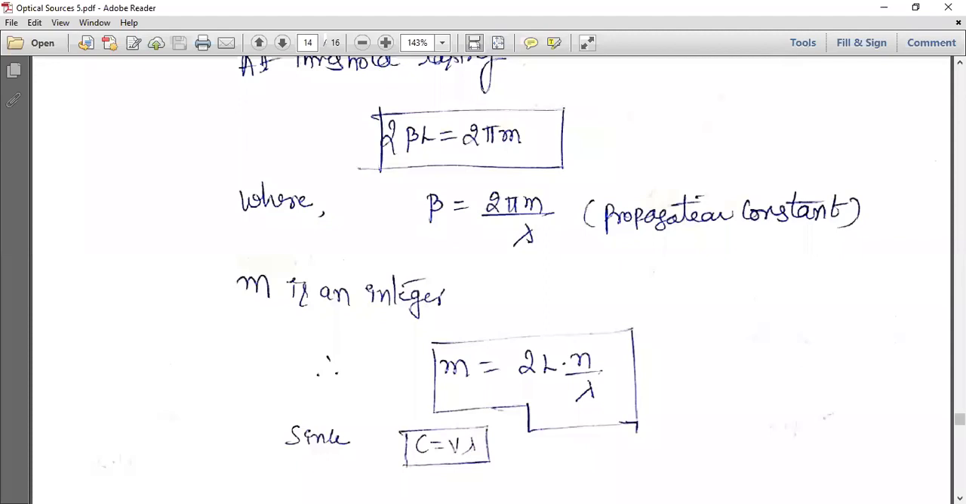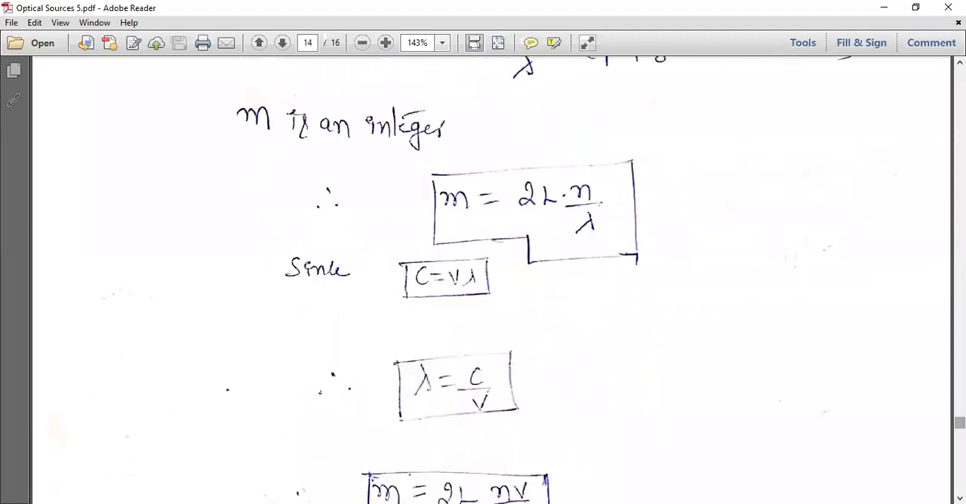How that m depends: m of that particular lasing material depends on 2L, where 2L is the distance between your Bragg grating and the reflector. So this is the distance, n is the refractive index at that point, and lambda is the wavelength.